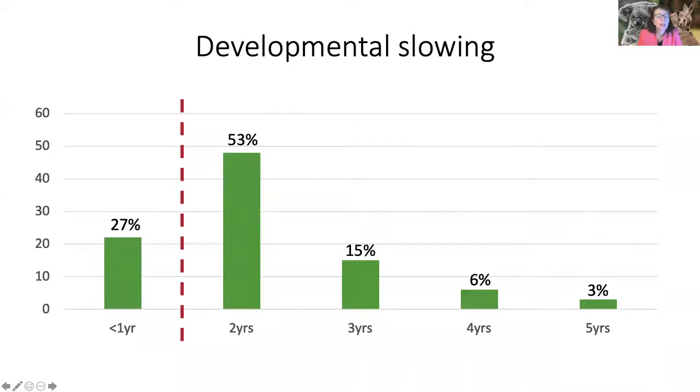And interestingly, whilst the biggest group was between the 1 and 2 year mark, it was about half the children, just over a quarter started to show developmental slowing or regression before 1 year of age. And interestingly, at the other end, some did not show it till 4 or 5 years of age.